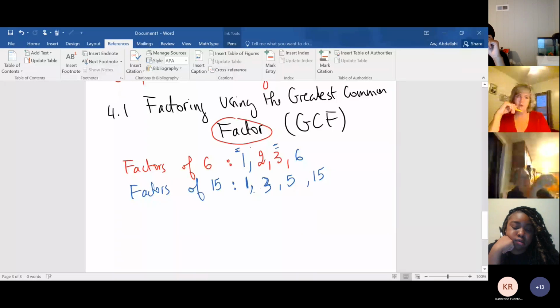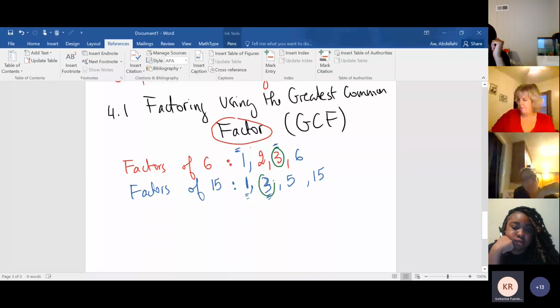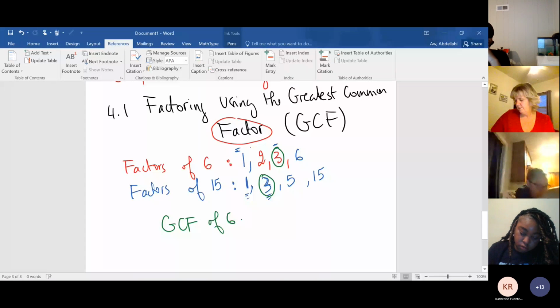Between 1 and 3, who is the greatest? 3 is the greatest. So we call 3 the greatest common factor. Do you see that? The GCF of 6 and 15 is 3. You guys see that?